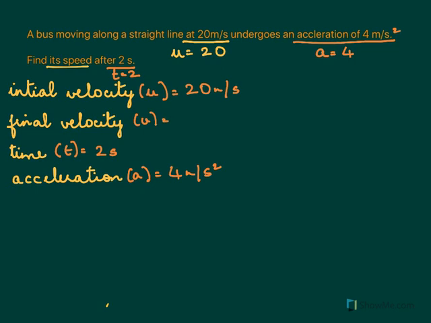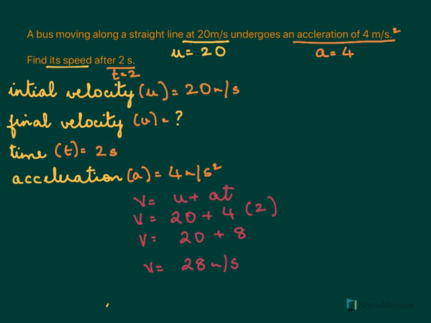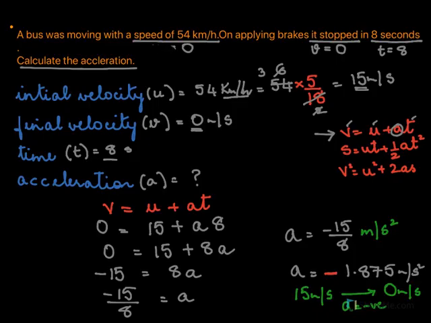An easy sum. This is my question mark here. So this is quite simple. We just go ahead and start doing it. We do v equal to u plus at, and the v we need to find. The u is 20, the a is given as 4, the time is given as 2. So v equal to 20 plus 8. So v equal to 28 meter per second. So the final velocity is 28 meter per second. In this case, the u is not 0. However, the u is 54 kilometer per hour.